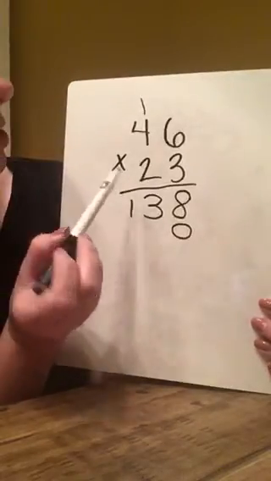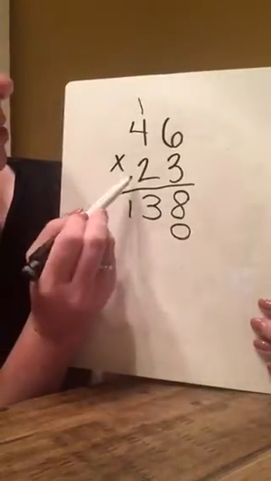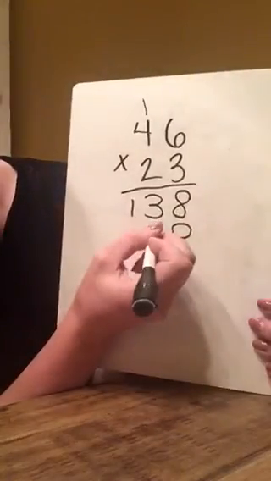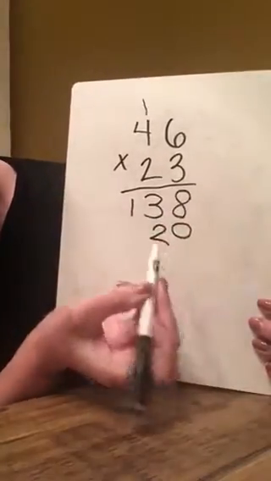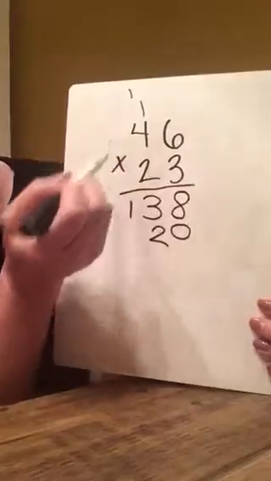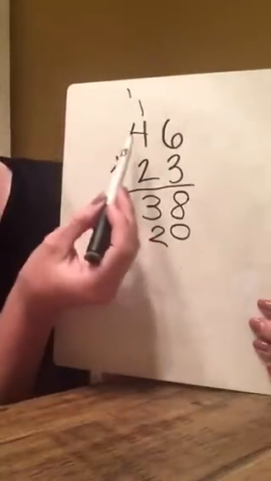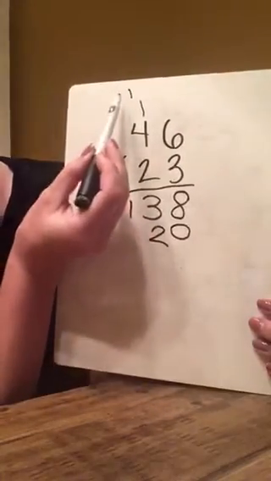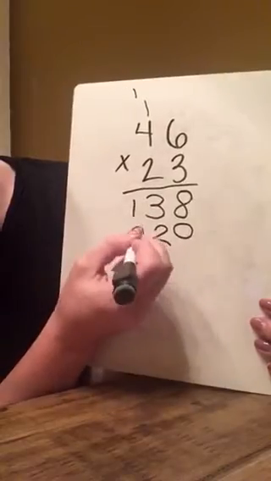Now we're going to multiply the 2 and 23. So 2 times 6 is 12. There's the 2. The 1 is going to go up here to the tens place. 2 times 4 is 8, plus 1 is 9.